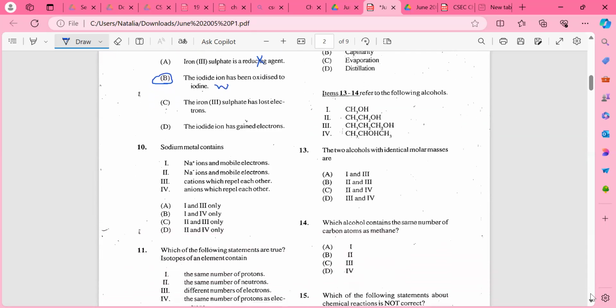Sodium metal contains sodium ions and mobile electrons. That is true. And the cations are going to repel each other. So it's 1 and 3.